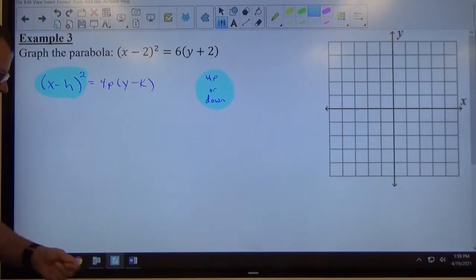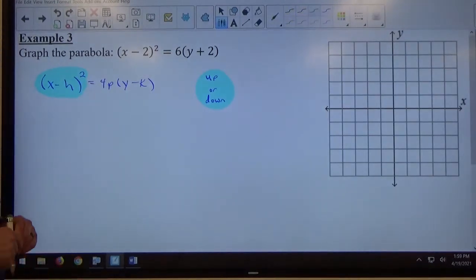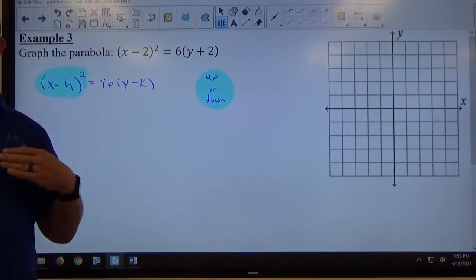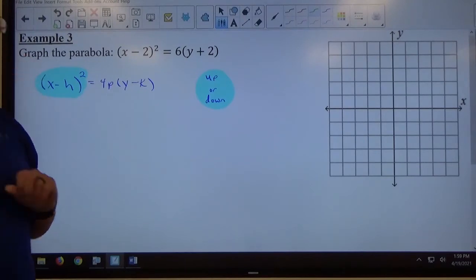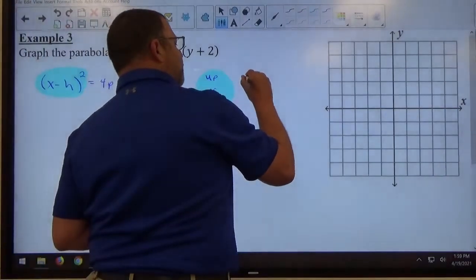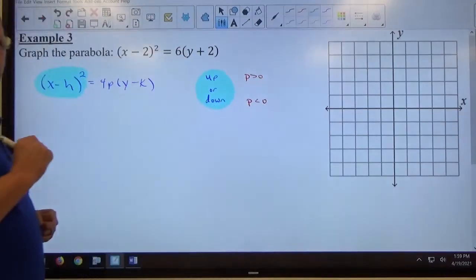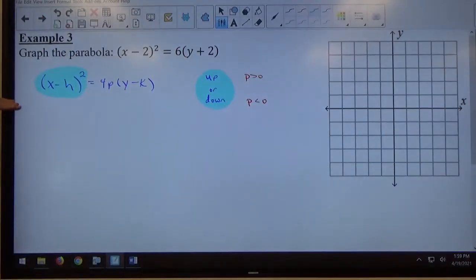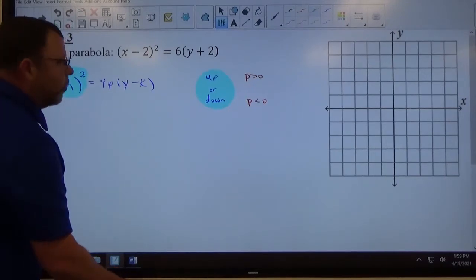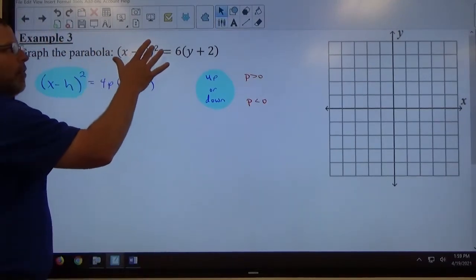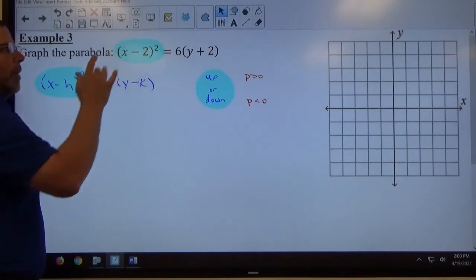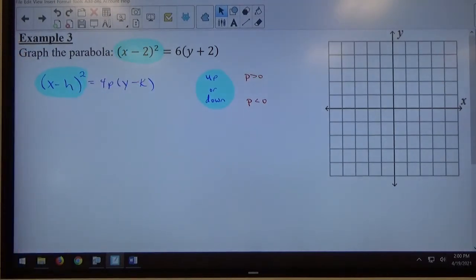The second thing I need to do to establish whether it's up or down is establish what p's sign is, whether p is positive or negative. So if p is positive, it's going to be up. If p is negative, it's going to be down. Okay? And I'm only writing the x squared structure here because that's what we have happening here, right? So recognize if it's in standard form already, what's being squared should be pretty obvious, so you know what standard form we're working with. Okay?